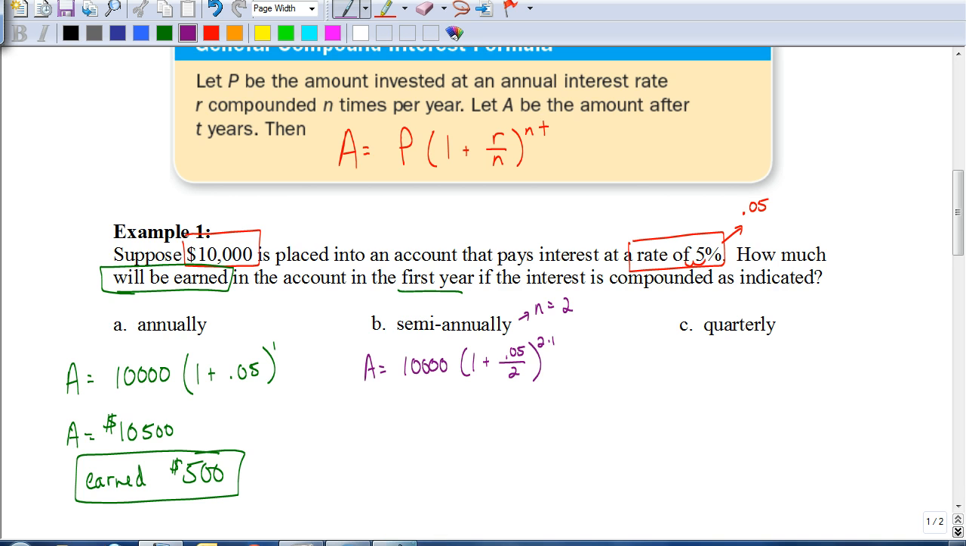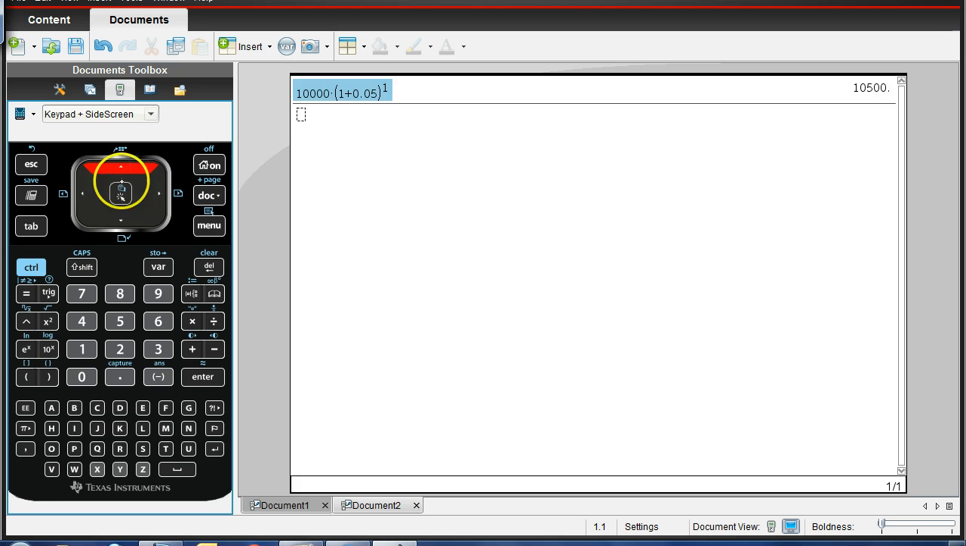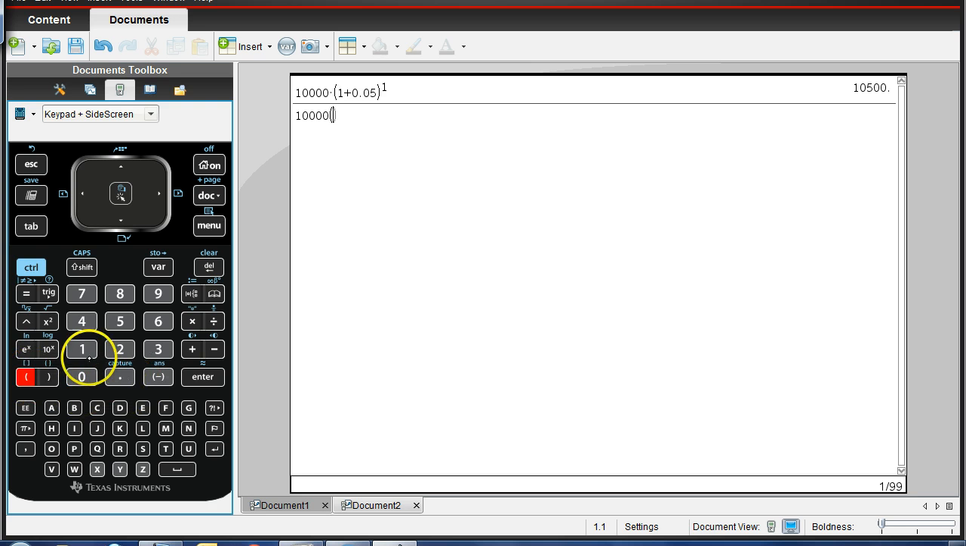So going back to our calculator, now here's something nice about the CAS. If we don't want to go back in there, we're going to have to start it all over again. I'll show you something next time around. Okay, so we're going to take $10,000 again, times 1 plus 0.05. This time we're dividing that by 2. And our exponent's going to be 2, because it's 2 times 1. So now we get $10,506.25.